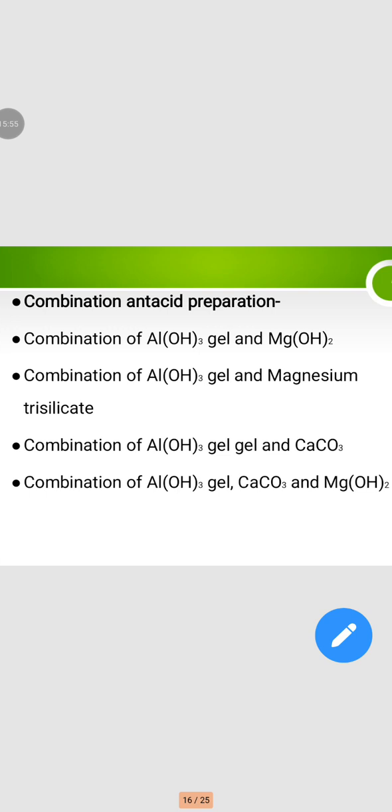Then combination antacids. The combination antacid preparations are a combination of aluminum hydroxide gel and magnesium hydroxide; aluminum hydroxide gel and magnesium trisilicate; aluminum hydroxide gel and calcium carbonate; and aluminum hydroxide gel, calcium carbonate and magnesium hydroxide.